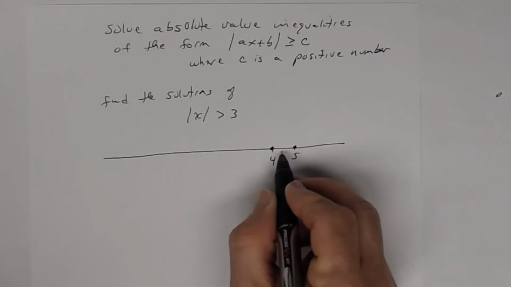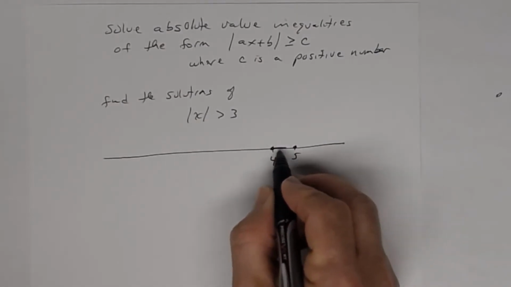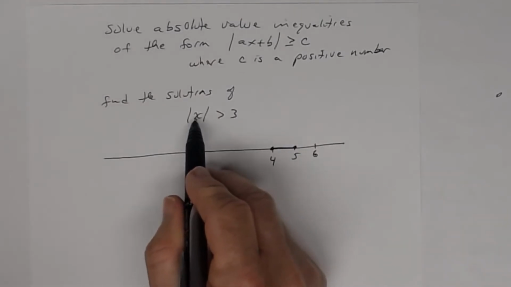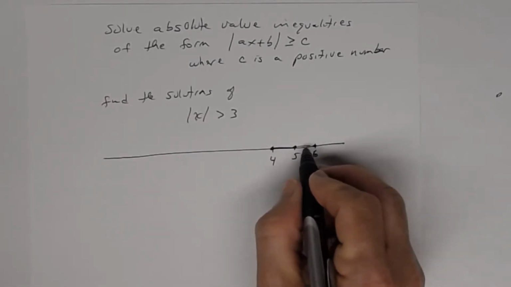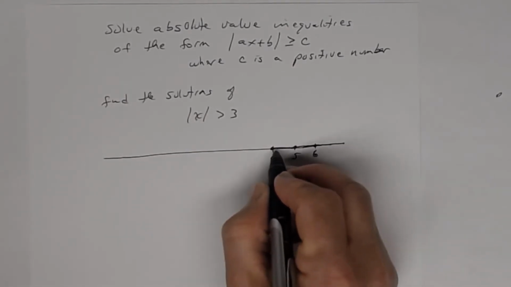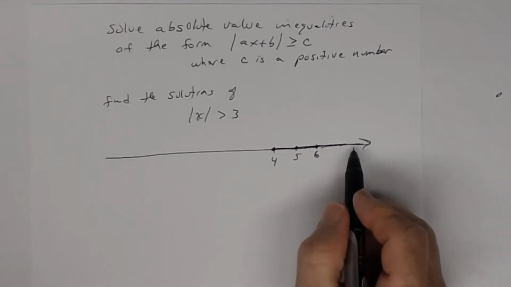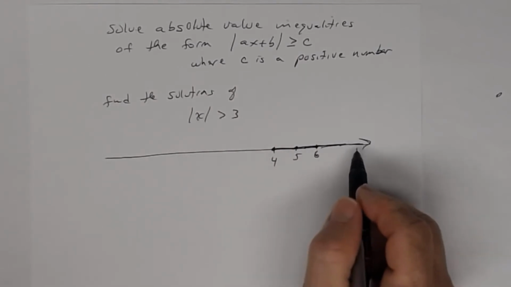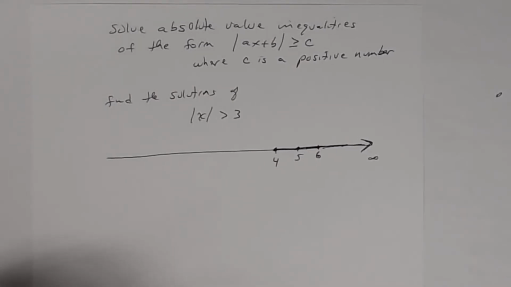What about any number between them? 4.5. The answer is yes, so I can shade that in. What about 6? The absolute value of 6 is 6. Is 6 greater than 3? The answer is yes. In fact, I want you to think about this. Do y'all see that any number greater than 4 is a solution? 100? The absolute value of 100 is 100, and 100 is greater than 3. So you see you have that arrow here, pointing towards that idea of infinity.